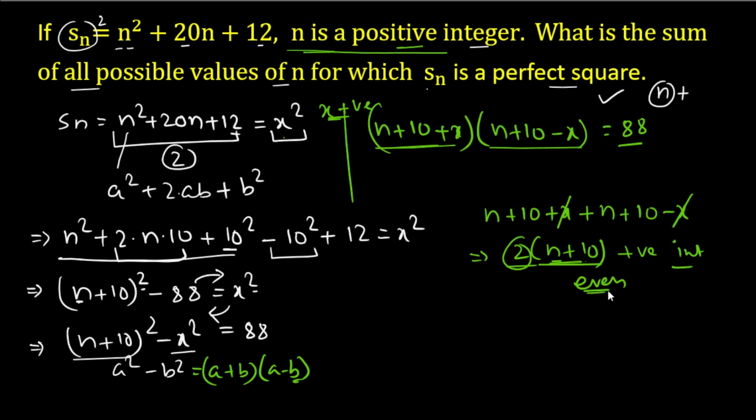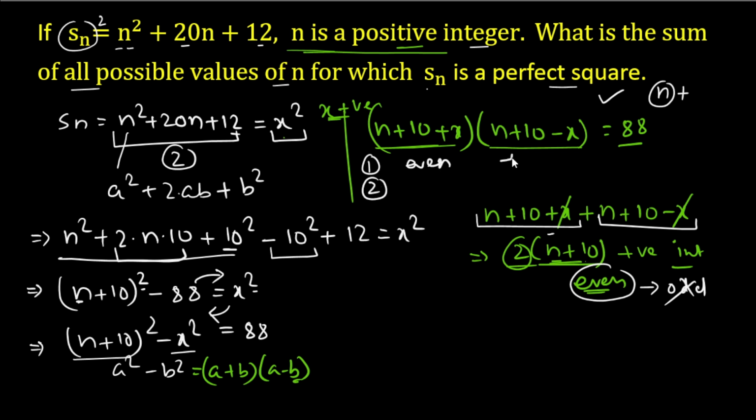So being an even number, the addition of two values is even, so both should be either even or both should be odd, because an odd plus an even will not be an even number. So friend, here we have come to the conclusion that we have two solutions: either this value should be even and even, or this one should be odd and odd, so that their addition is an even number.